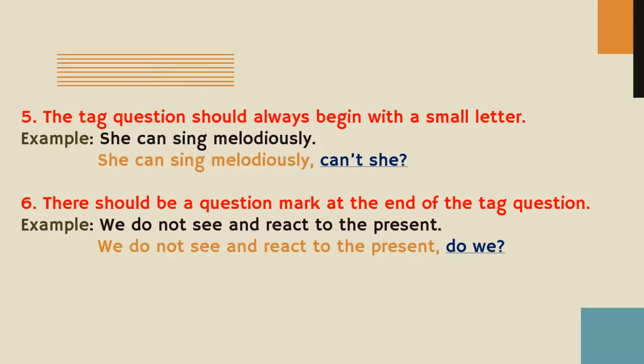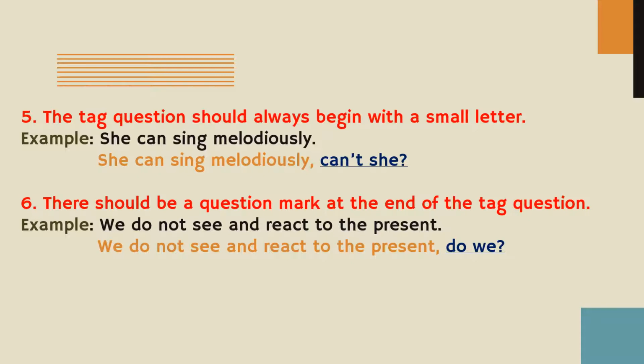Fifth one is the tag question should always begin with a small letter. Whenever you are adding a question tag to the statement, it should always be with small letters. Example, she can sing melodiously. So, the sentence is positive, so the tag will become negative. And in the sentence, the helping verb is can. So, the question tag to the sentence will be can't she.